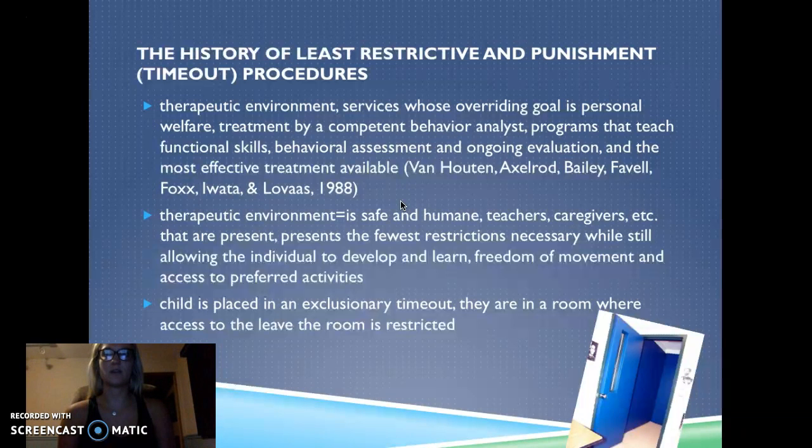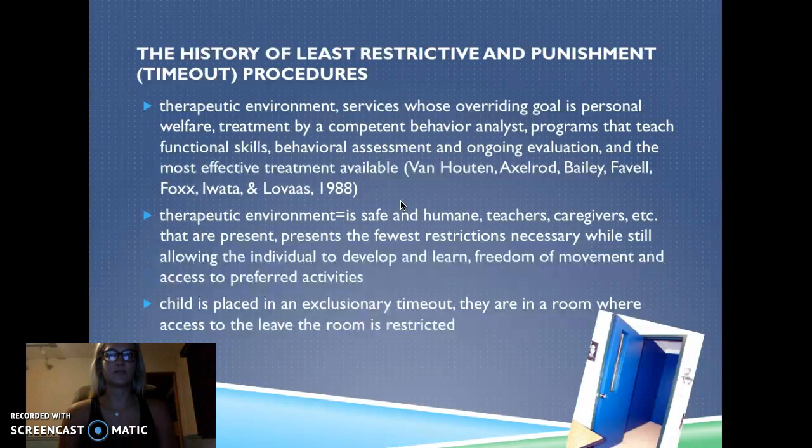An individual having a right to a therapeutic environment means that the environment is safe and humane. It has teachers and caregivers that are present and capable of providing necessary instruction and care. A therapeutic environment presents the fewest restrictions necessary while still allowing the individual to learn and develop. This means the individual has freedom of movement and access to preferred activities.